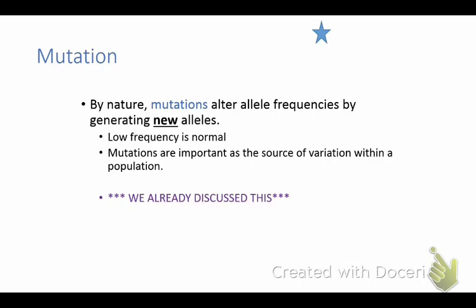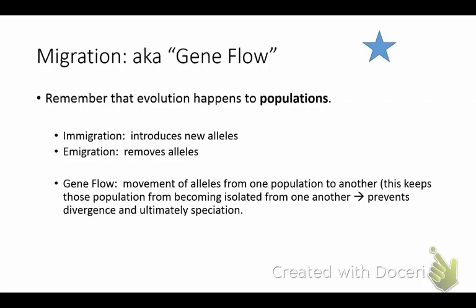So migration, also known as gene flow. Remember that evolution happens to populations. Immigration, that's the first blank in your worksheet, introduces new alleles. Immigration is when things are coming into the population. If Ms. Holland's class walked over to our class, that would be immigration. They're joining us and bringing all their alleles with them. Does that make sense?